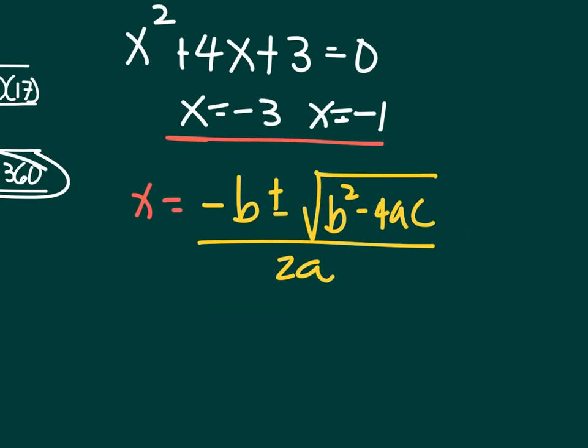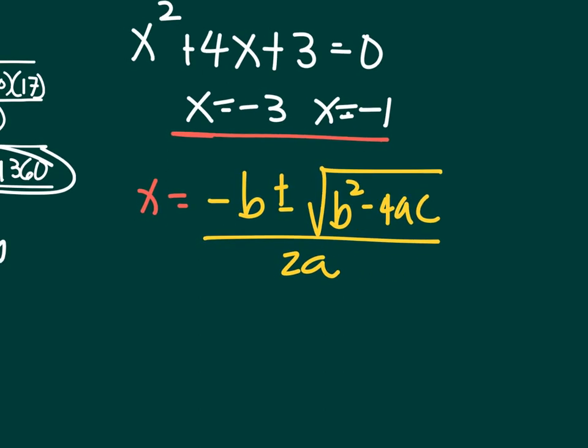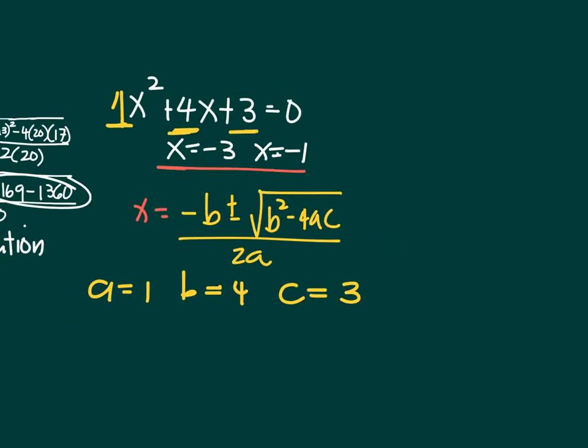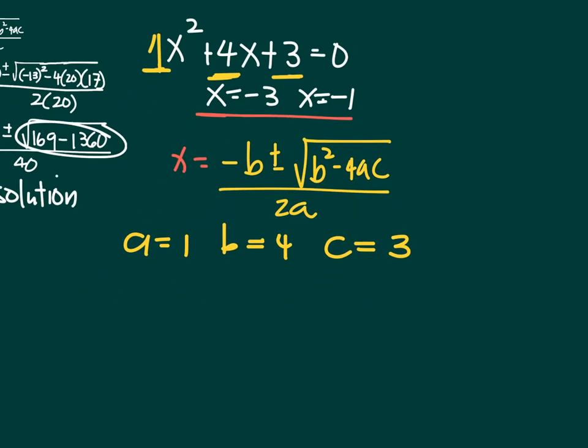So pay attention to your a. Your a is 1. You don't see it there, but it's 1. Your b is 4. Your c is 3. You can write that down: a is 1, b is 4, and c is equal to 3. And what you have to do is carefully place those numbers in the formula.